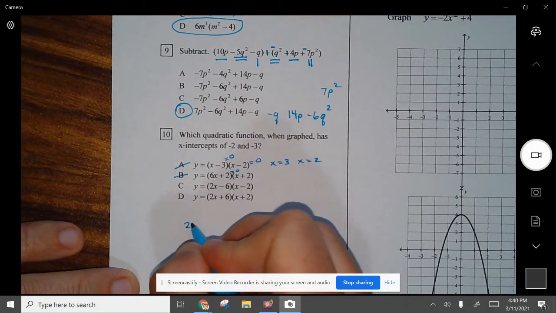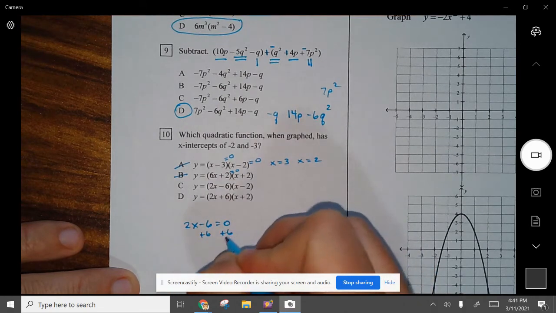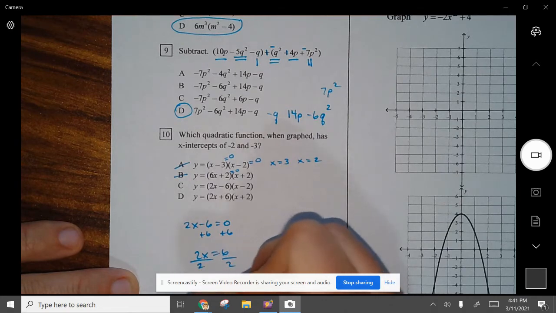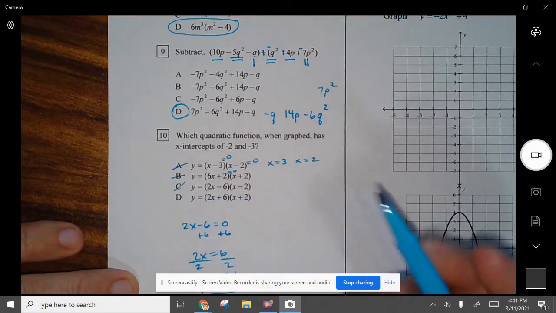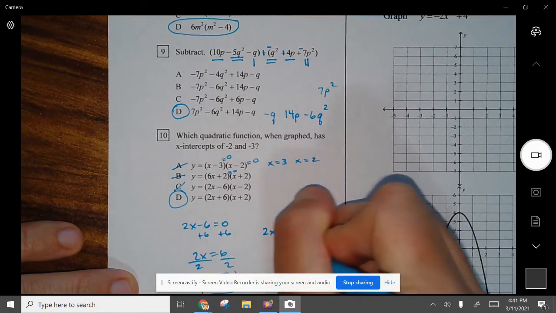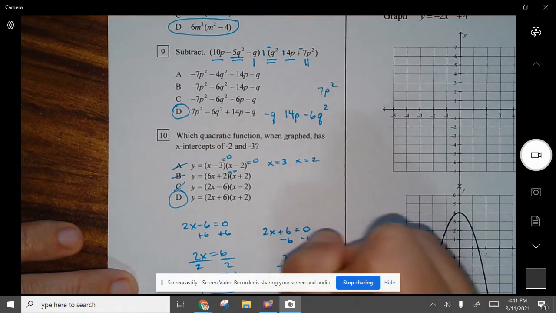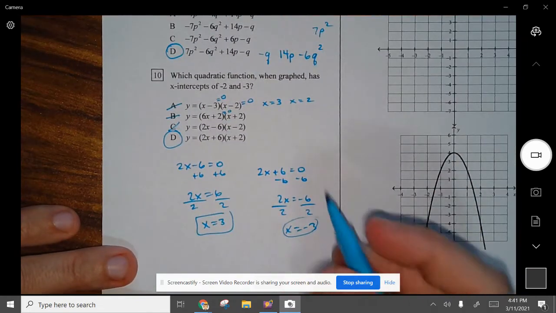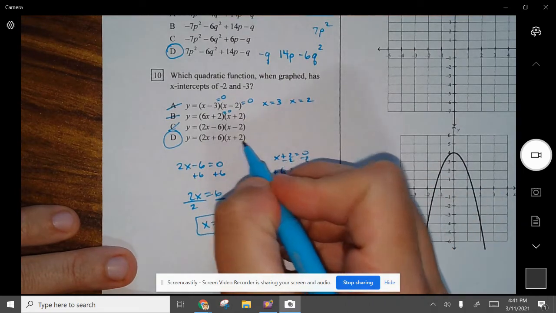What about C? Let's try 2x minus 6 equals 0. Let's just try this one. Add 6. x equals 3 for this one, for C. Is that what we want, though? No. So it's got to be D. But let's just make sure. We subtract 6. x equals negative 3. That's what we want to see. Perfect. And then x plus 2 equals 0. Subtract 2. Negative 2. Yep.